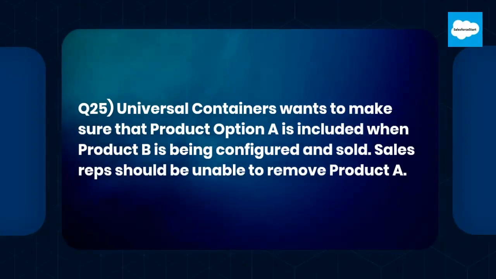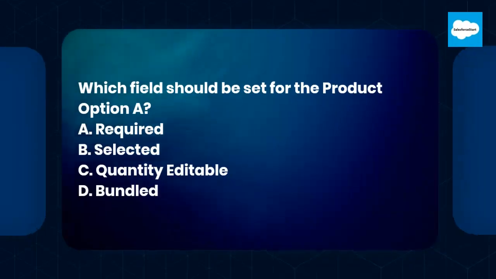Q25. Universal Containers wants to make sure that product option A is included when product B is being configured and sold. Sales reps should be unable to remove product A. Which field should be set for the product option A? A. Required. B. Selected. C. Quantity editable. D. Bundled.